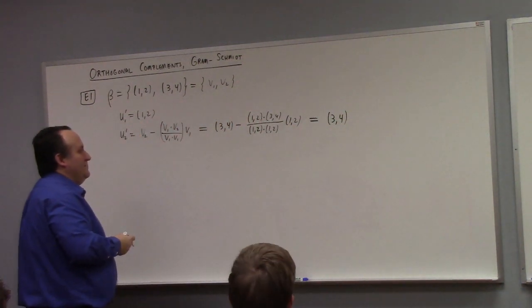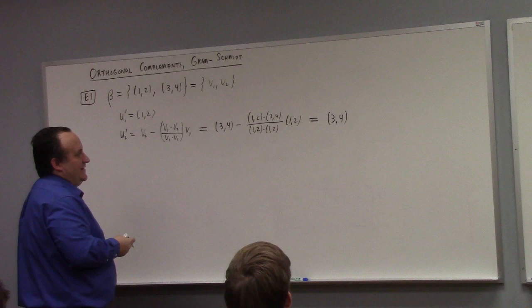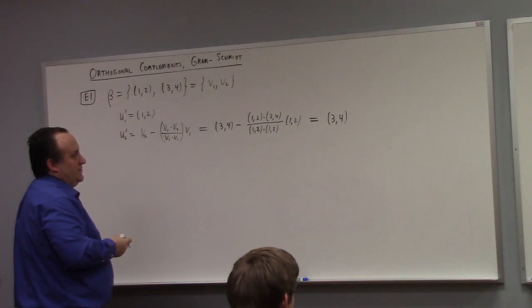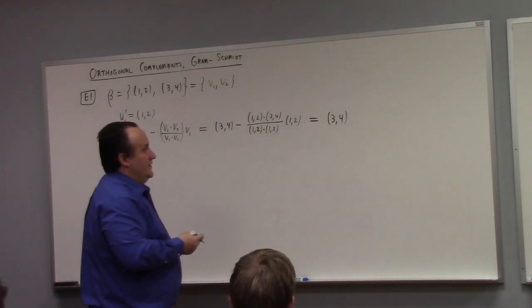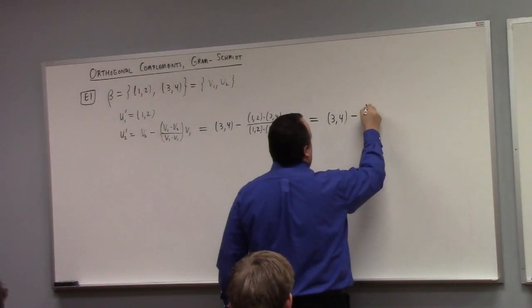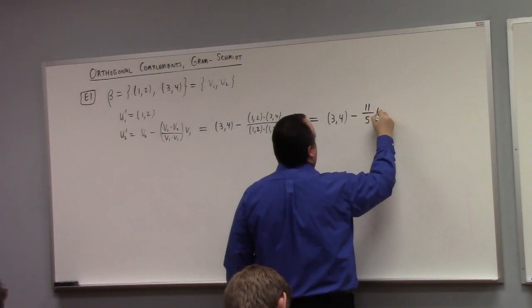What is 3 plus 8? 3 plus 8 is 11. What is 1 plus 4? 1 plus 4 is 5. So we've got minus 11 fifths times (1, 2).